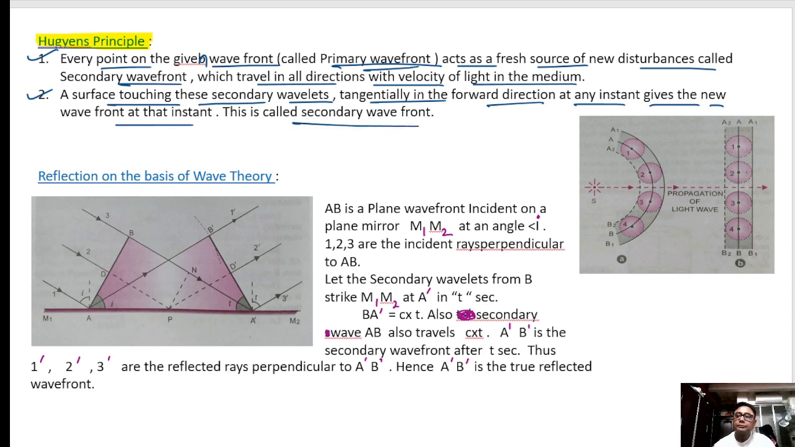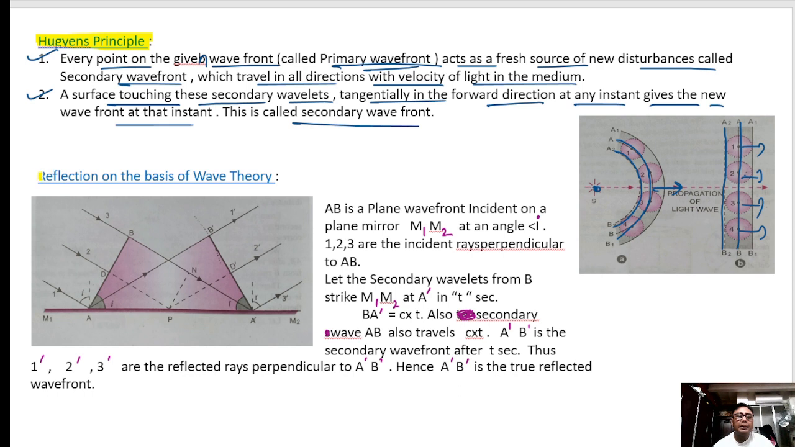Clear? As you can see here, this is a source which is creating vibrations, and this is the primary wavefront. They give rise to the secondary wavefront, which progresses in the direction of the wave. Similarly, this is the primary wavefront which gives rise to the secondary wavefront, and they travel in the direction of the wave. So that is what Huygens was telling.